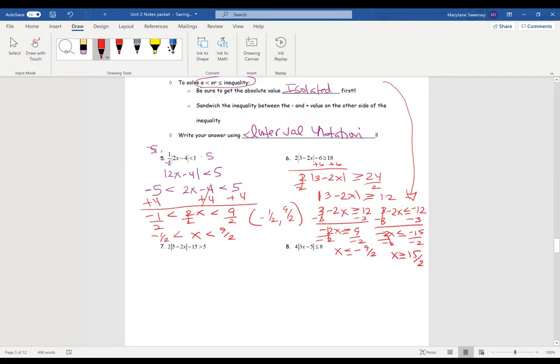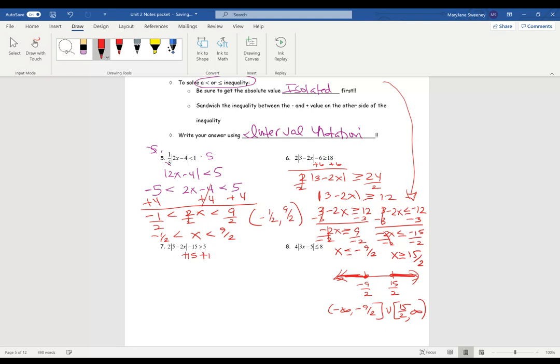If I write my answers in interval notation, sometimes it helps people, before they write interval notation, to visualize on a number line. So if I say less than or equal to negative 9/2, that would look like this. 15 halves is somewhere over here. Greater than or equal to 15 halves would look like that. So it'd be negative infinity to negative 9 halves, hard bracket, union 15 halves to infinity. And again, hard bracket.